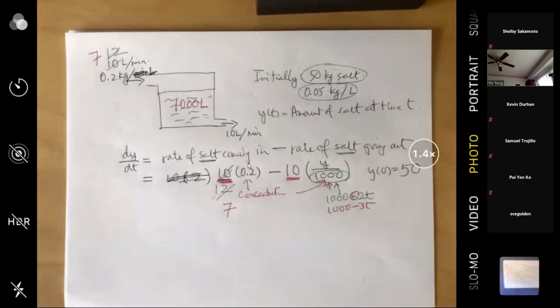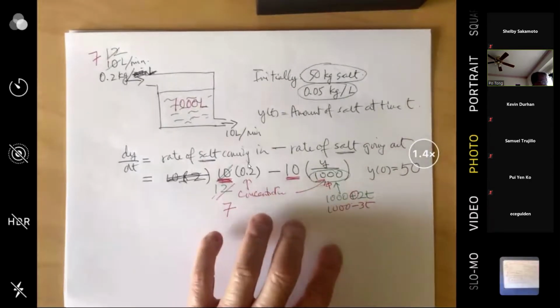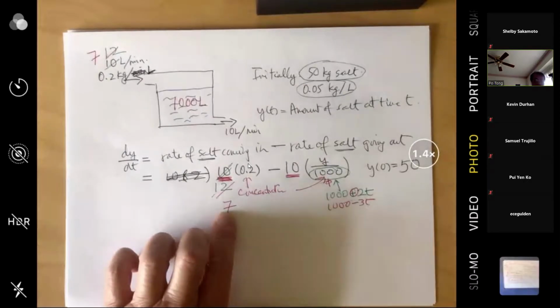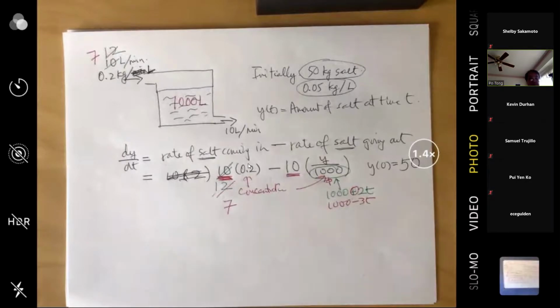So that is some variation, right? So this guy is still linear though. The equation is like this red one here. It's no longer separable, but it's still linear. You can use integrating factor to solve it.